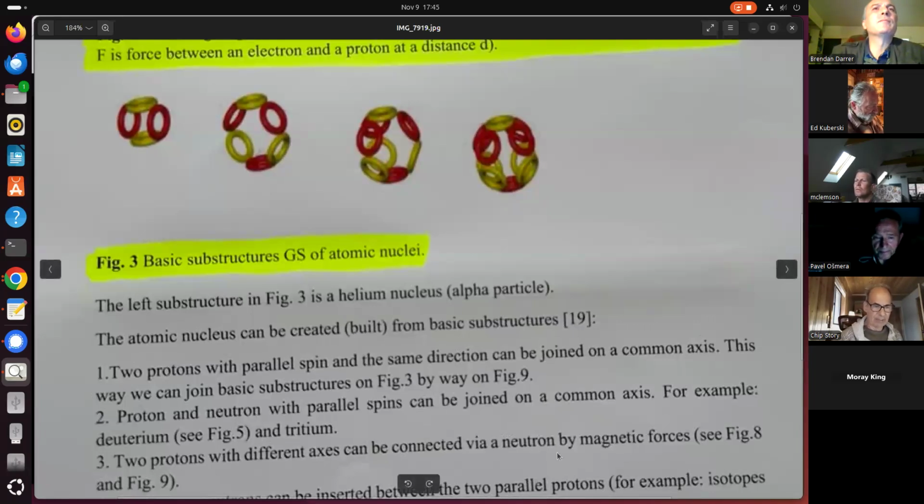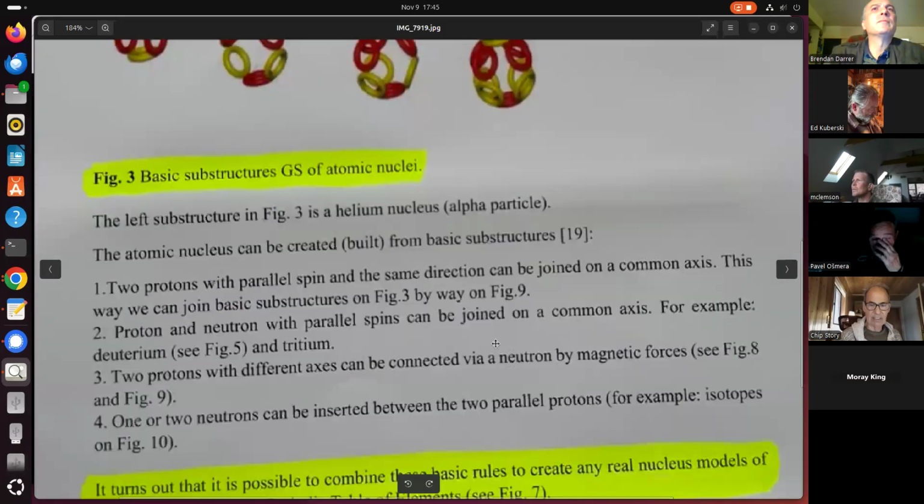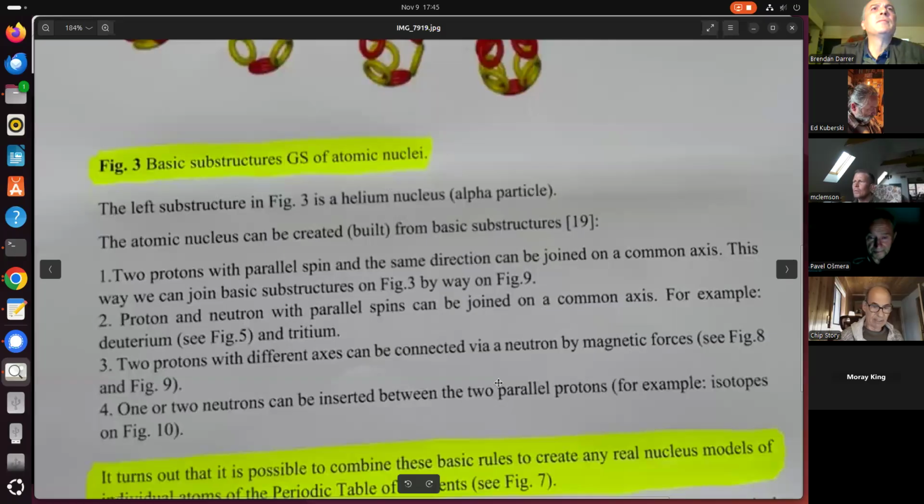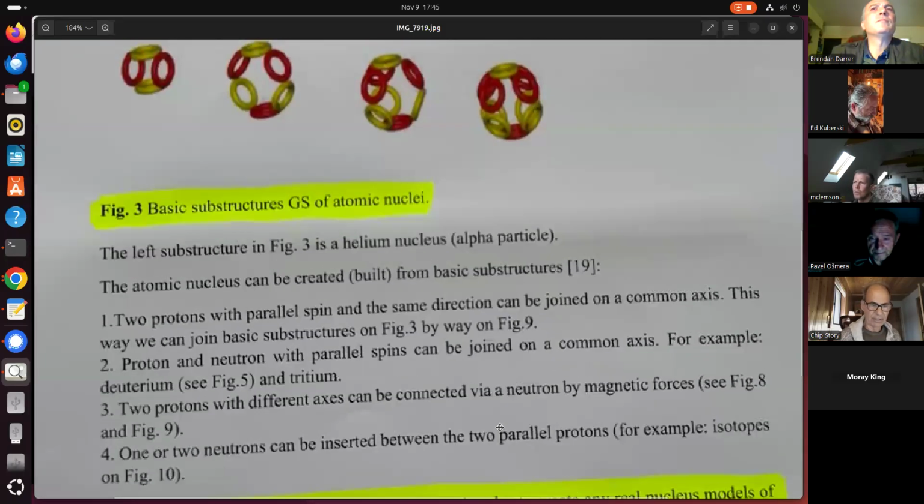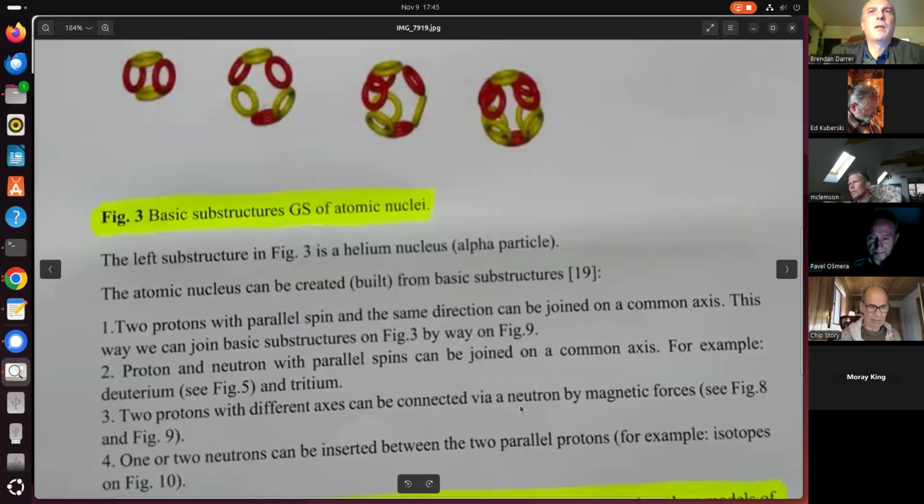And there's some definitions here. The last substructure in figure 3 is a helium nucleus, an alpha particle. The atomic nucleus is built from basic substructures. And there's a whole suite of definitions here. Two protons with parallel spin in the same direction can be joined on a common axis. This way we join basic substructures. So this is how we're fractalizing these toroidal substructures. All right, a proton and neutron with parallel spins can be joined on a common axis also.